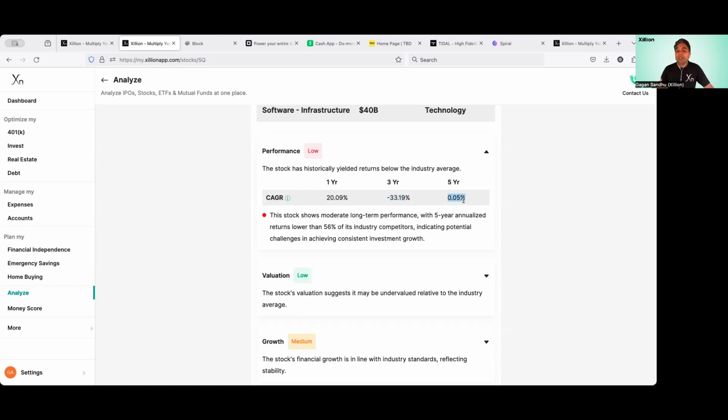So if you believe in the long-term growth of the company, you can buy Square from 5 years ago today. That's the way to look at it. If you think it'll be a great company in the future, today you can buy it at 5-year-ago prices. So it's a pretty hefty discount.